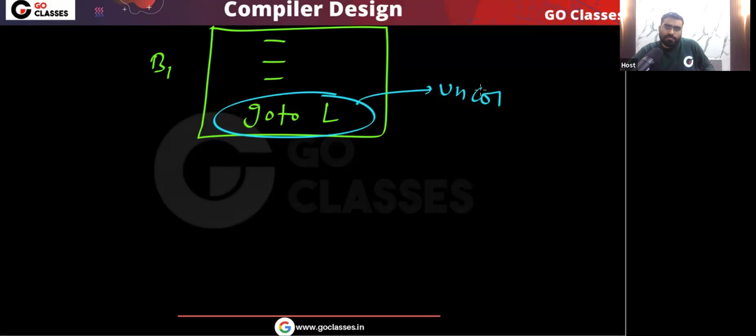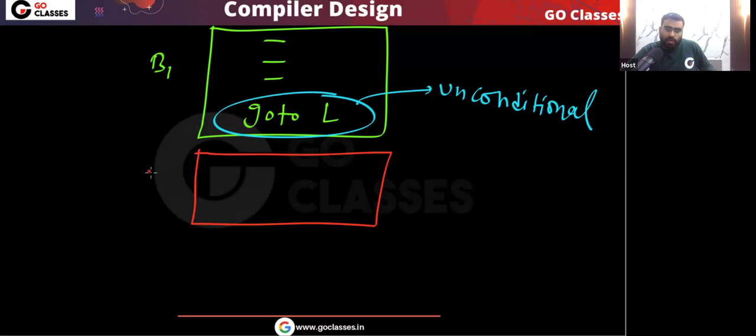Now let me ask you the next question. Let's assume this is your basic block B1 and the last instruction is an unconditional go to L. Please notice, when I say go to L, this is unconditional. Now let's assume that the immediate next instruction is this basic block B2, and L is somewhere here.